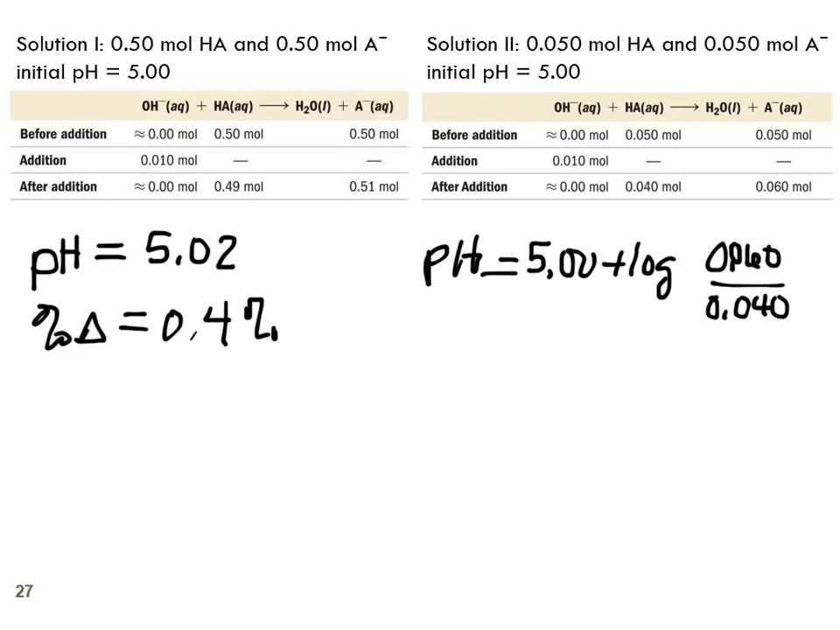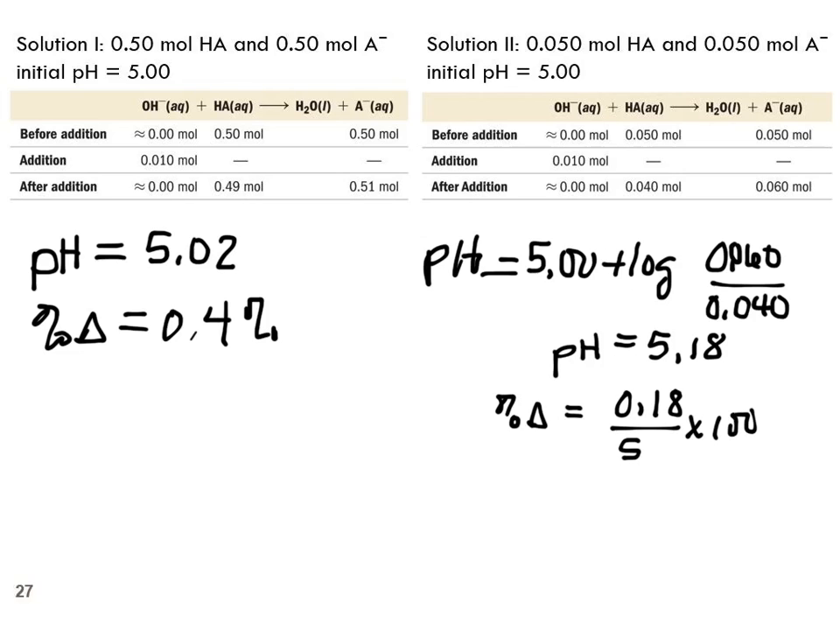0.06 divided by 0.04. So now the pH is 5.18. Percent difference then will be 0.18 over 5 times 100, which is bigger. 3.6%.